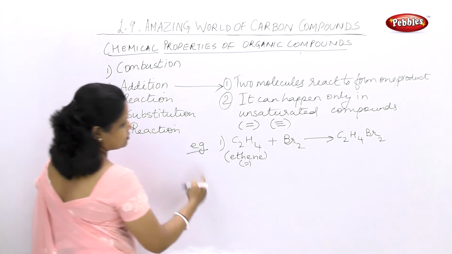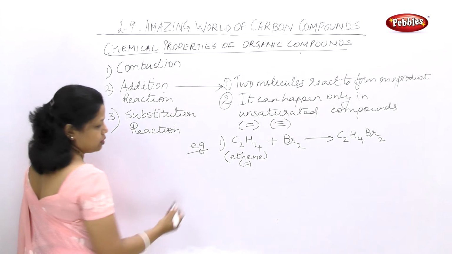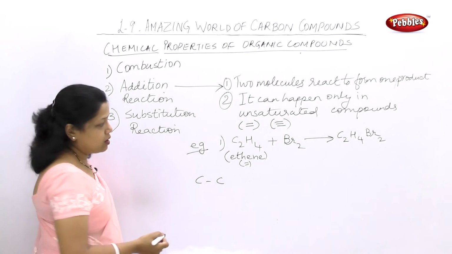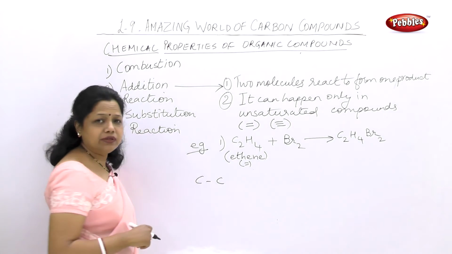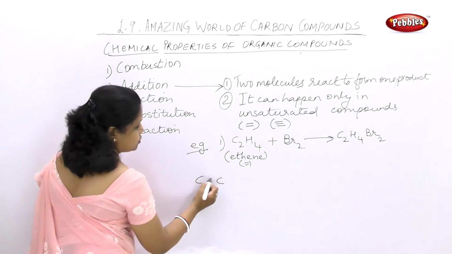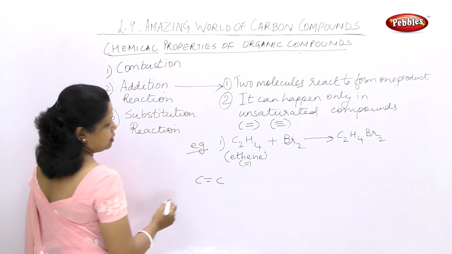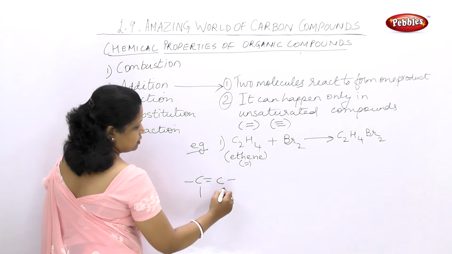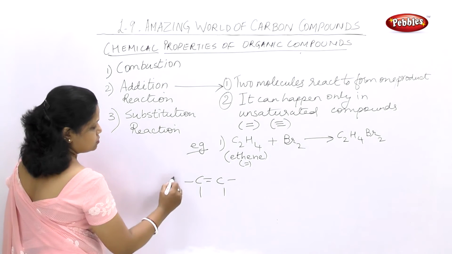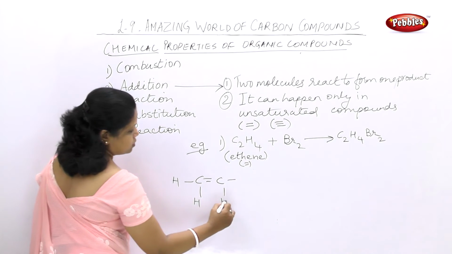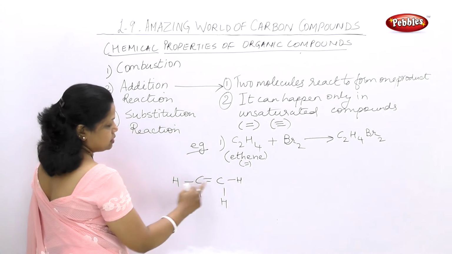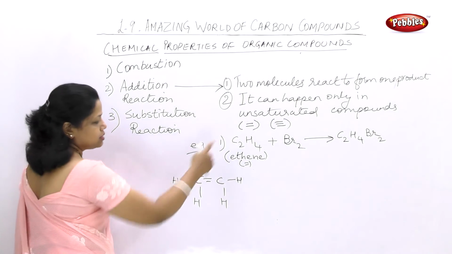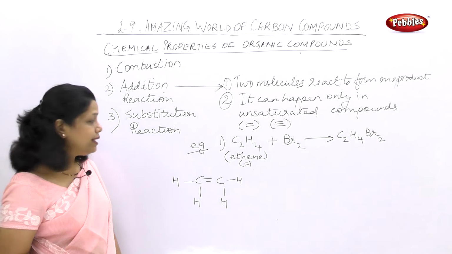Now let's take the structure of this C2H4. That means two carbons. Let's draw 1 and 2. Since it is ethene, a double bond will be present. Let's put the double bond here. Now 4 hydrogens have to be attached: one here, one here, one here, one here. So 1H, 1H, 1H, 1H. C2, 1, 2, 3, 4, H4. So this is the structural formula of ethene.